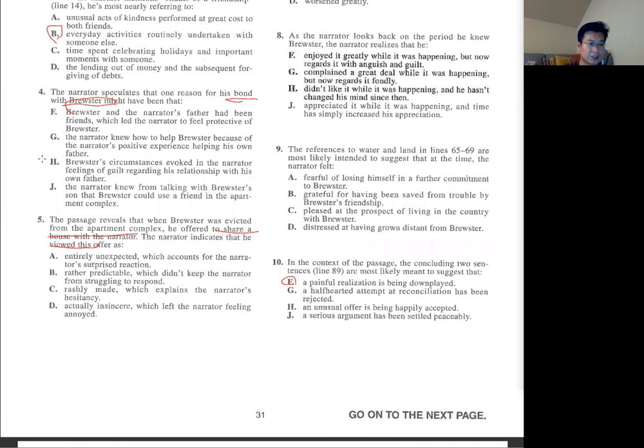Brewster's circumstance evoked in the narrator a feeling of guilt regarding his relationship with his own father. Oh yeah, that's true too, because I think it talks about, let me check. I can find the line reference.